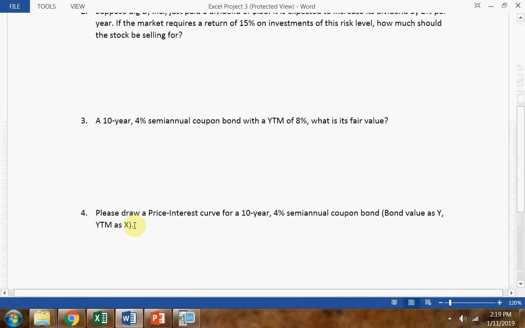Alright, for question 4, draw a price interest curve for a 10-year 4% semi-annual coupon bond. So basically it is the same as this bond, except the yield to maturity or the interest may change. Okay, it could be 8%, it could be 6%, it could be 12%, and under each yield to maturity, under each interest, you would have a different bond price.